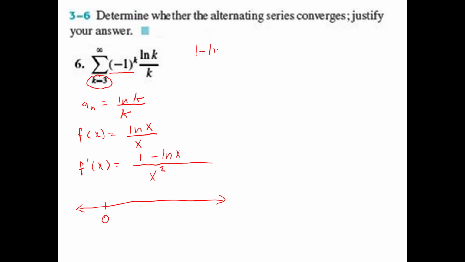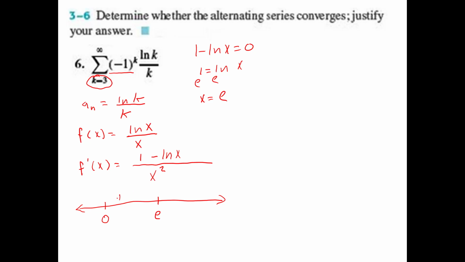1 minus the natural log of x needs to equal 0. So 1 needs to equal the natural log of x. You can exponentiate, and then you will get that x needs to equal e. Okay, so the only critical number is at e. e is 2.7, so if you plug in 1, the natural log of 1 is 0, 1 minus 0 is 1, over 1 squared is 1.